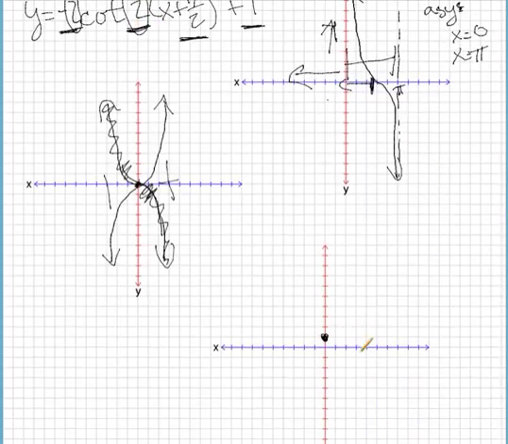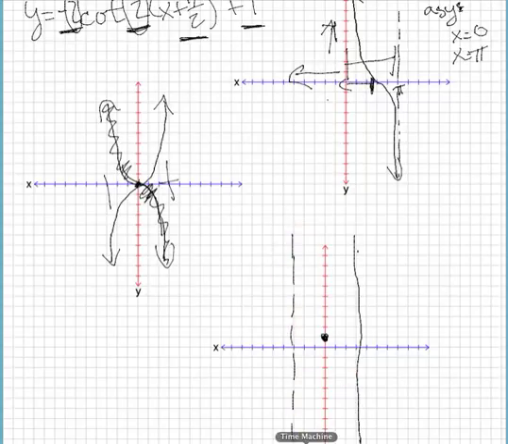So if we say this is our asymptote, our scale is going to be a lot different on this one. These two asymptotes right here: this asymptote is actually going to be pi over 4, and this one is negative pi over 4.